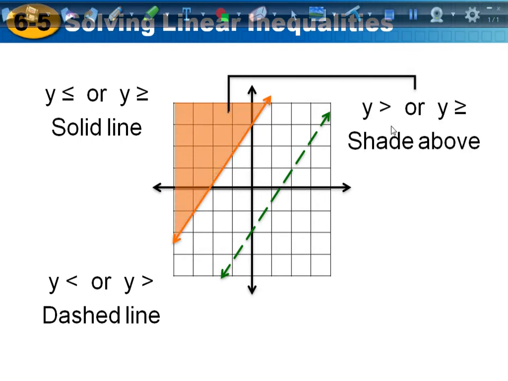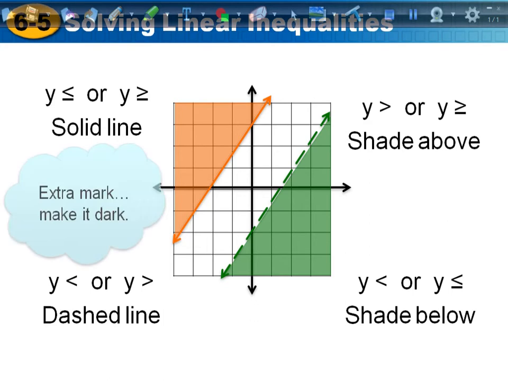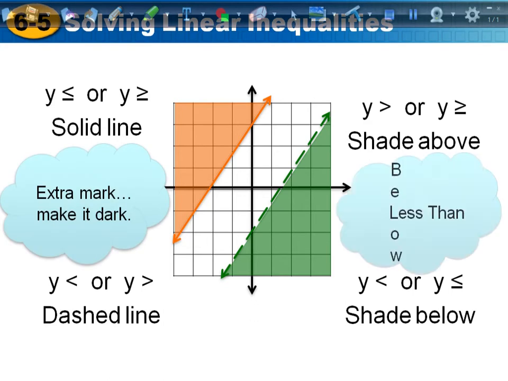Alright, if we look at this one, y is greater than or y is greater than or equal to, it's shaded above. So if it's greater than, it's shaded above the line. If it's less than or equal to, it's shaded below the line. So greater than is shaded above, less than is shaded below. If you need to sketch that basic idea out on your paper now to keep those two straight, you can do that on notebook paper or on your note sheet if you can make room. Make an extra mark, make it dark, so fill it in if it's got the extra mark, and this is just a little way to remember that below is less than.